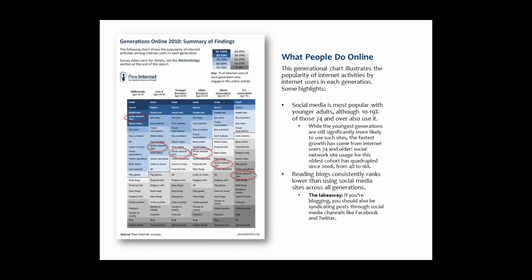Reading blogs consistently ranks lower than using social media sites across all generations. So the takeaway, again, is if you're blogging, you should also be syndicating posts through social media channels like Facebook and Twitter. Pew just released some new numbers back at the end of August. 65% of online adults now use social networking sites, and that includes Facebook, Twitter, LinkedIn, MySpace, but I think that's mostly younger kids, or kids rather than adults. So again, it's not going away.